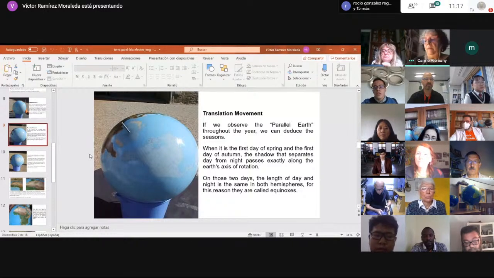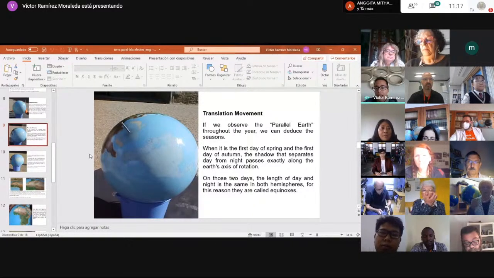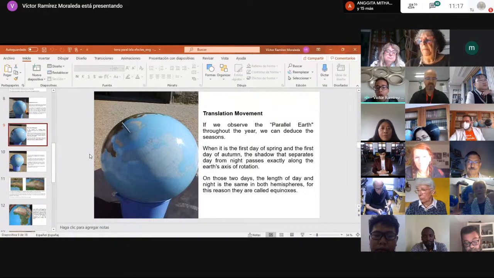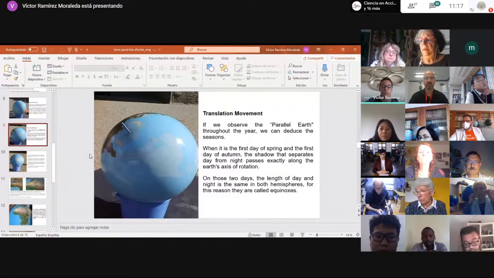Using the translation movement, we can deduce first the seasons, and then we can also observe how the shadow that separates day from night passes exactly along the Earth's axis of rotation.